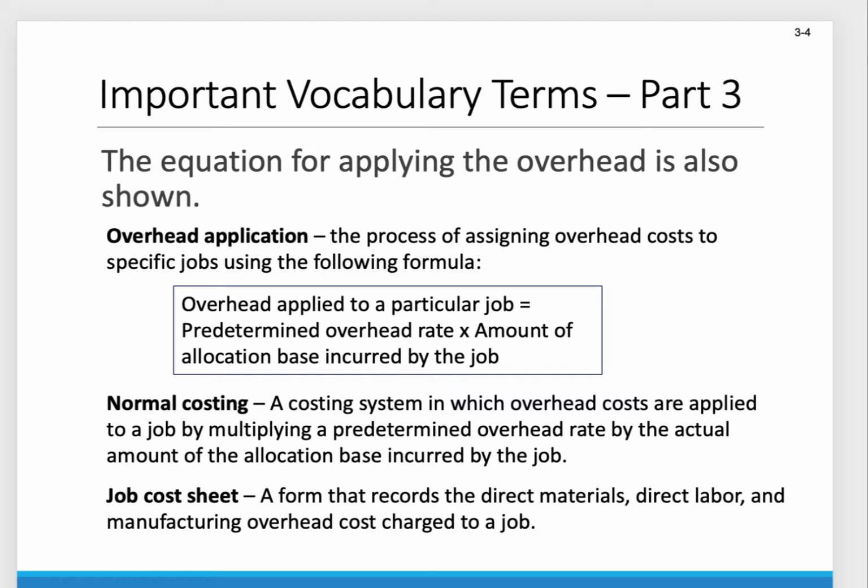Okay, remember we saw the job cost sheet, right? Basically it's a sheet of paper, or it could be a screen in a software system, that allows us to record and keep track of direct material, direct labor, and also allows us to apply or to charge that overhead to those jobs.